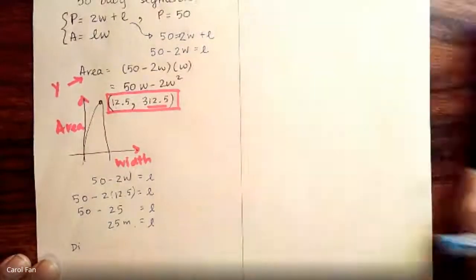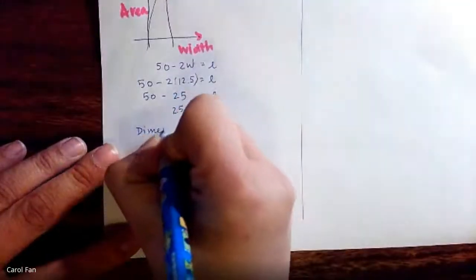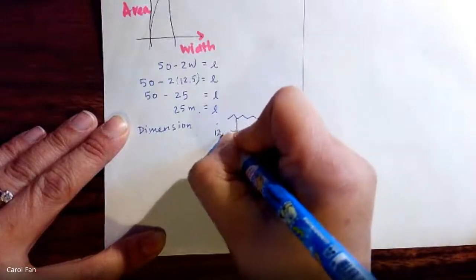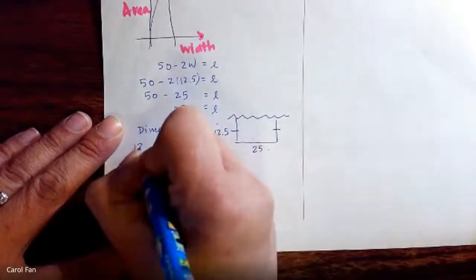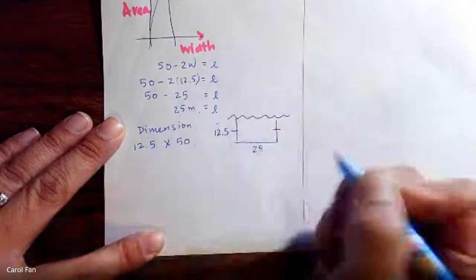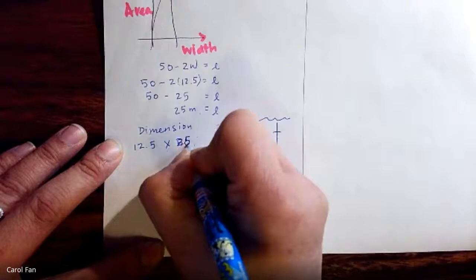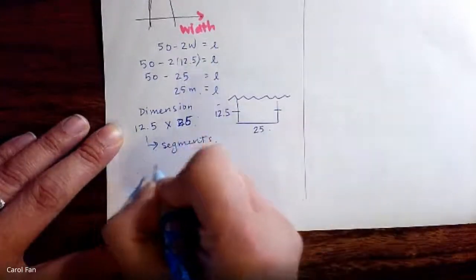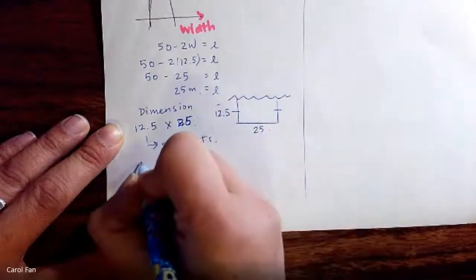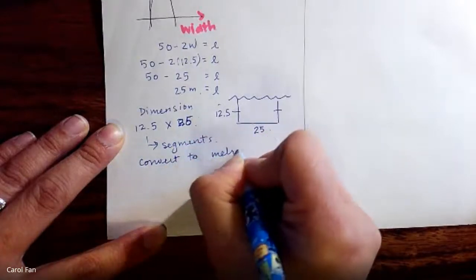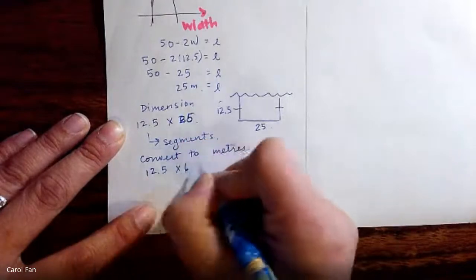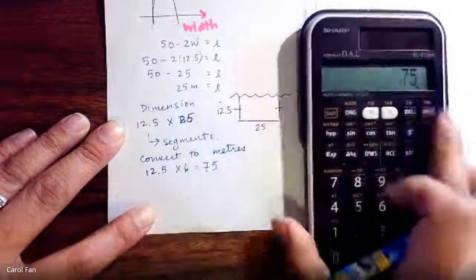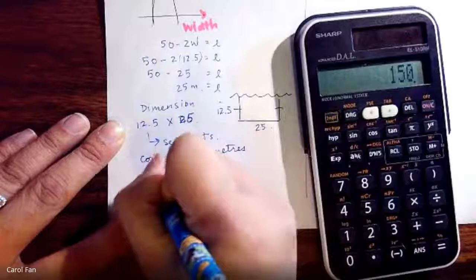So the dimension is 12.5 by 25. But the thing is, we know that each of these segments is worth 6 meters. So I need to convert these segments into meters. So 12.5 times 6 meters. 12.5 times 6, we have 75. And 25 times 6, 150.